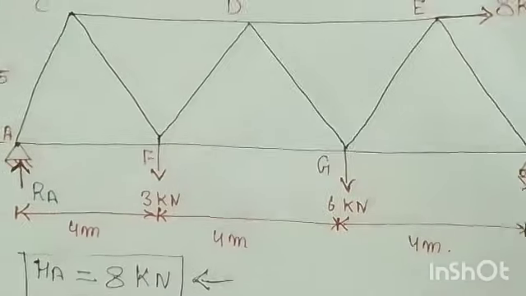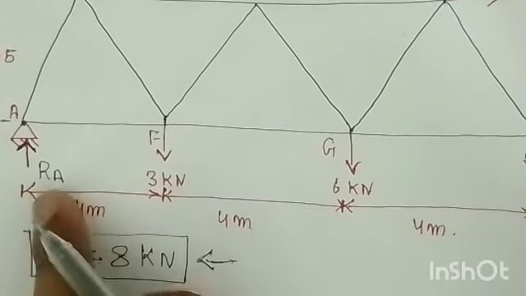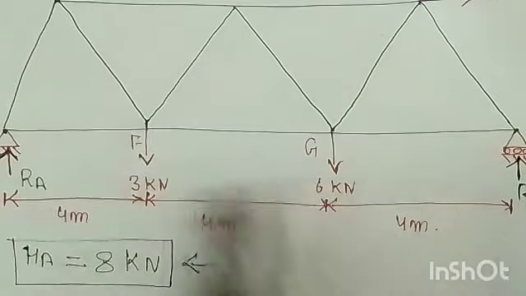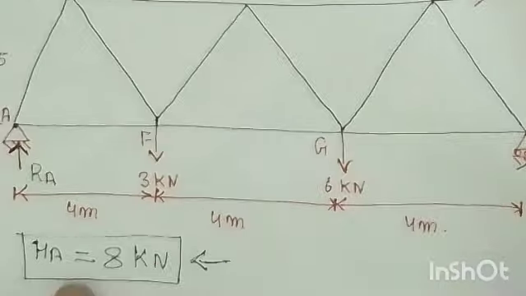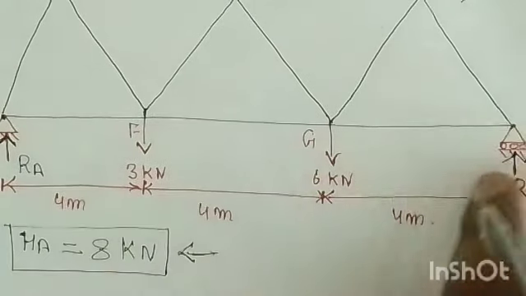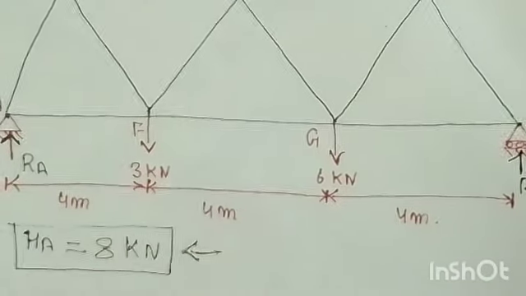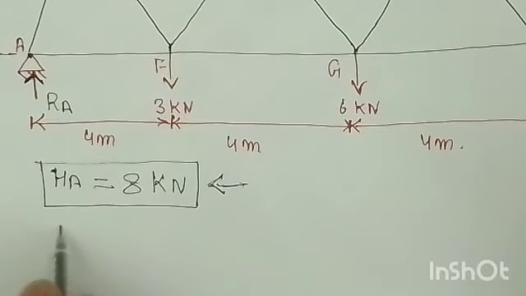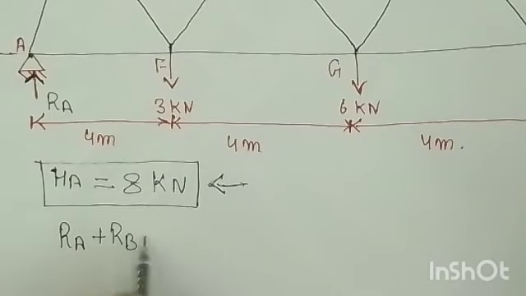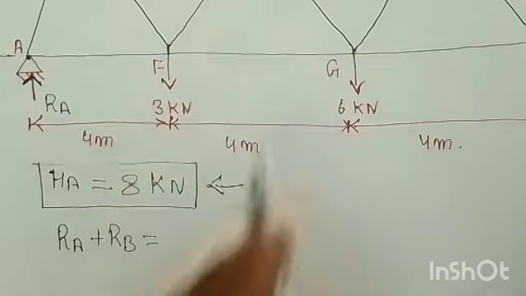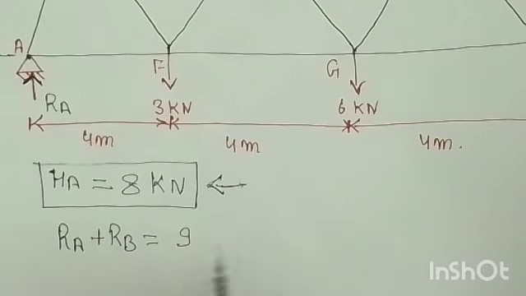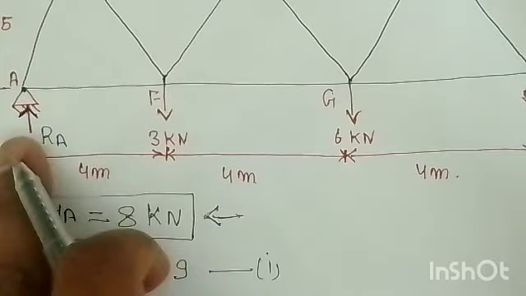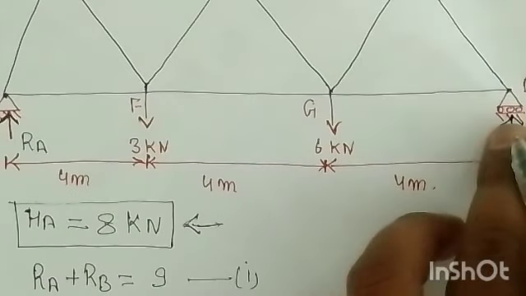Now we need to find the vertical reactions at A and B. So RA and RB is equal to what? RA plus RB is equal to the sum of these two forces, right. So RA plus RB is equal to 3 plus 6, which is 9 kilonewton. Let's say this is equation 1. Then we can take moment about A, or you can take moment about B also.